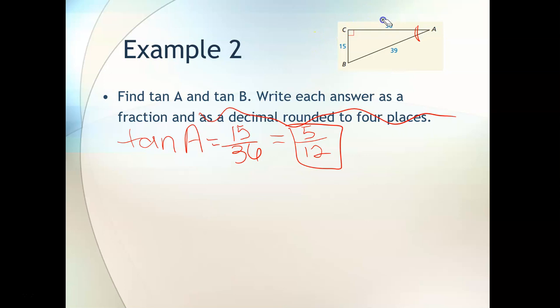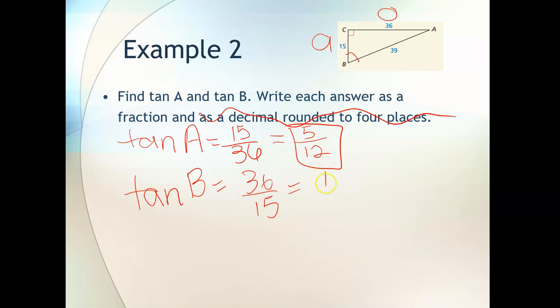So then the next thing is tangent B. So for B, 36 is the opposite, and 15 is the adjacent. So the fraction flips. It's going to be 36 over 15. And it simplifies by 5 again. So I'm going to have 12 over 5. Questions on this one? So all we're doing in these problems is we're just finding specific ratios of the side length.